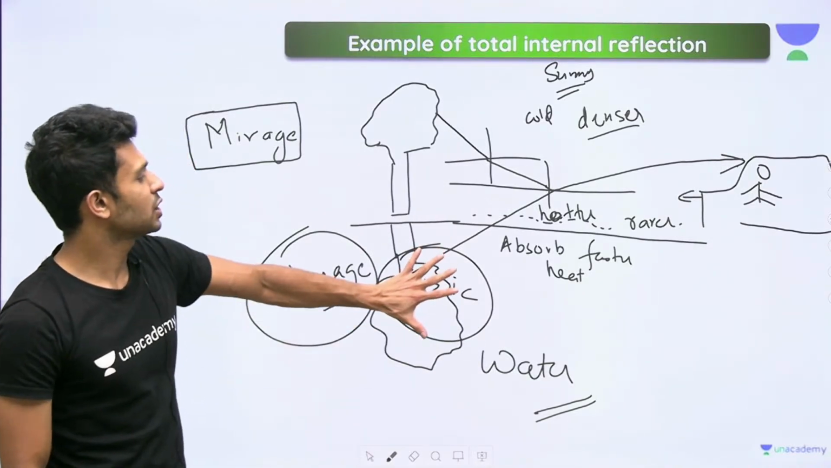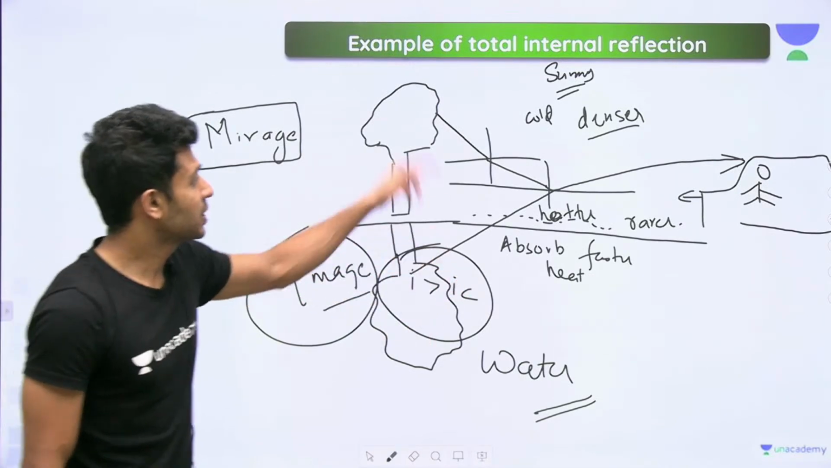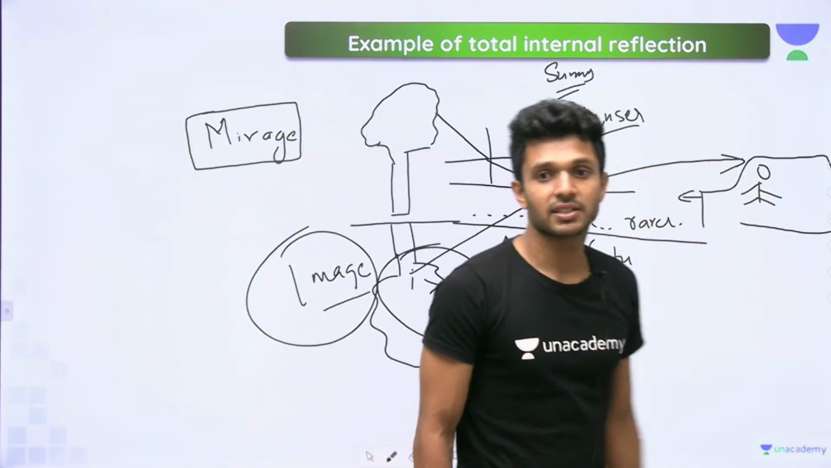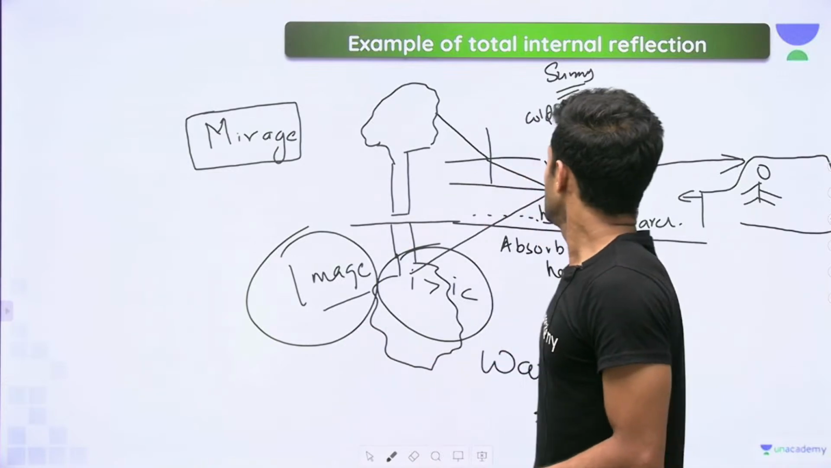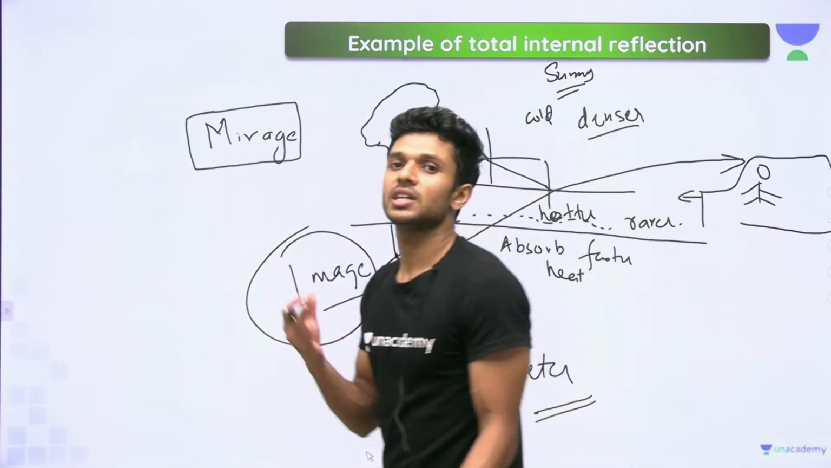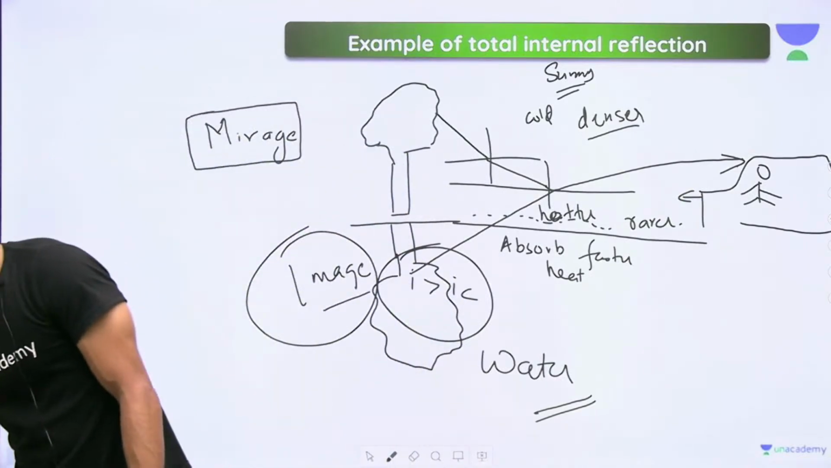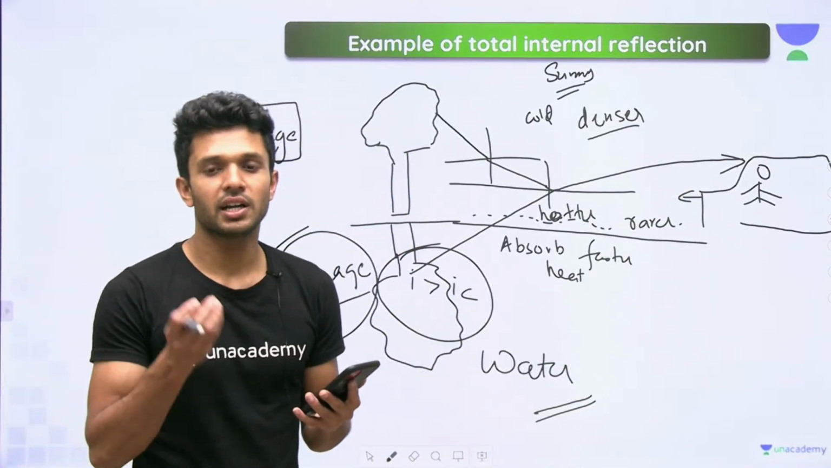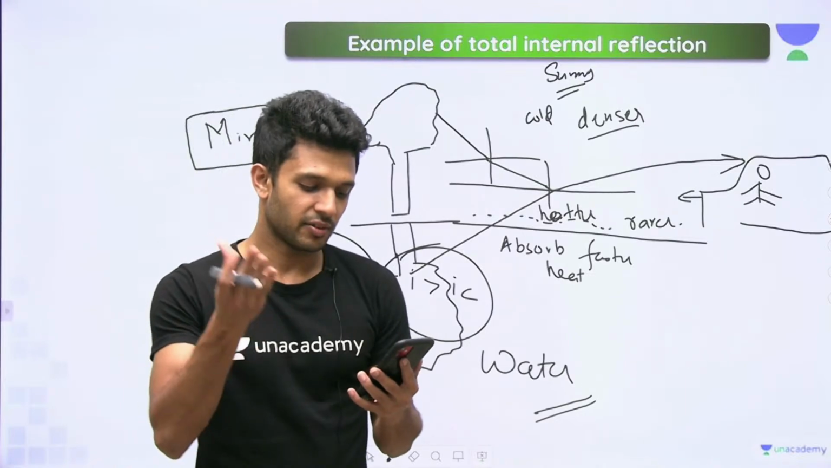But is it the real reason? Is it because of the presence of a water body here? No, it is because of the process of total internal reflection that you are able to find the image of the tree on the road, and this is the simple illusion that you are seeing just because of total internal reflection.